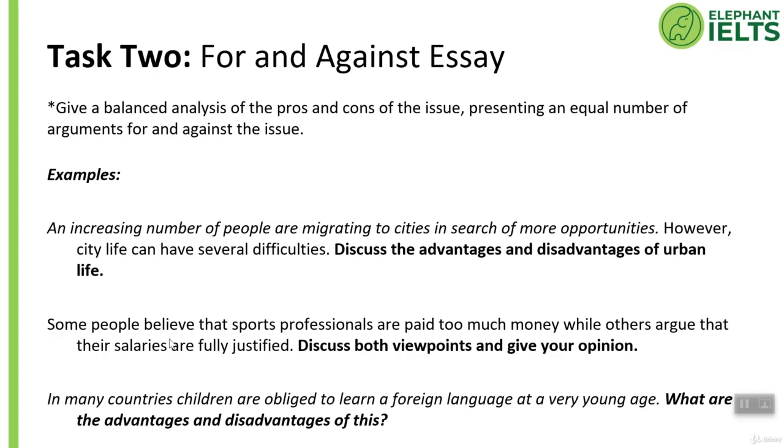The second one says, some people believe that sports professionals are paid too much money, while others argue that their salaries are fully justified. Discuss both viewpoints and give your opinion. So this one is not exactly for and against, but it's two different viewpoints. But again, you follow the same structure for the for and against essay. And the last one says, in many countries, children are obliged to learn a foreign language at a very young age. What are the advantages and disadvantages of this?